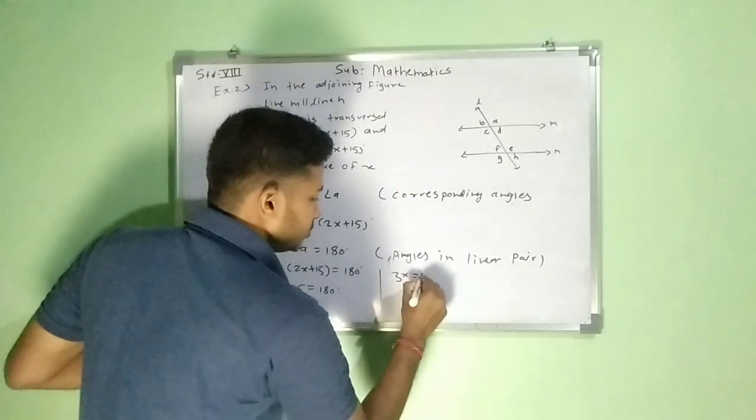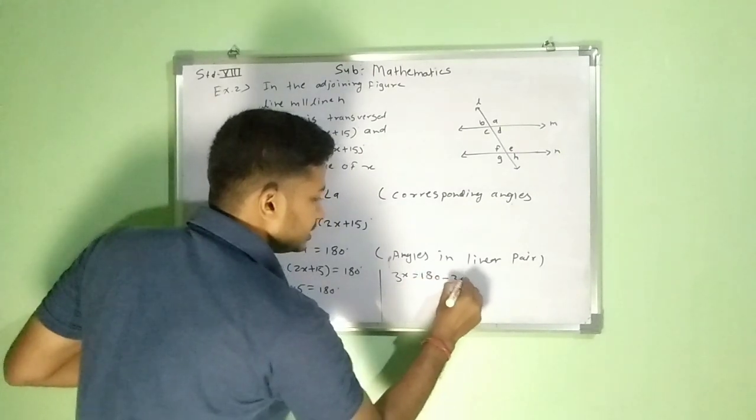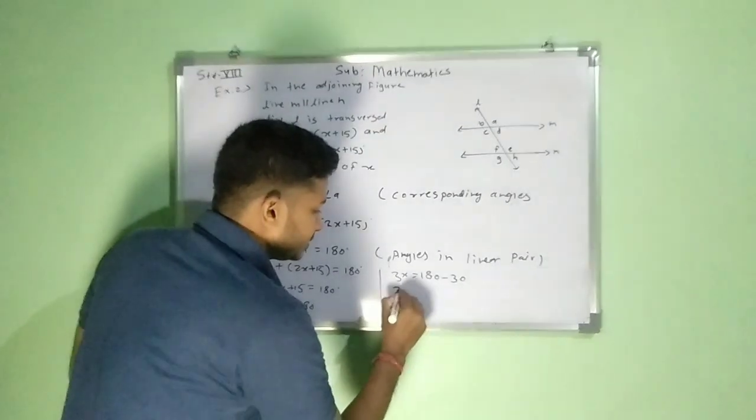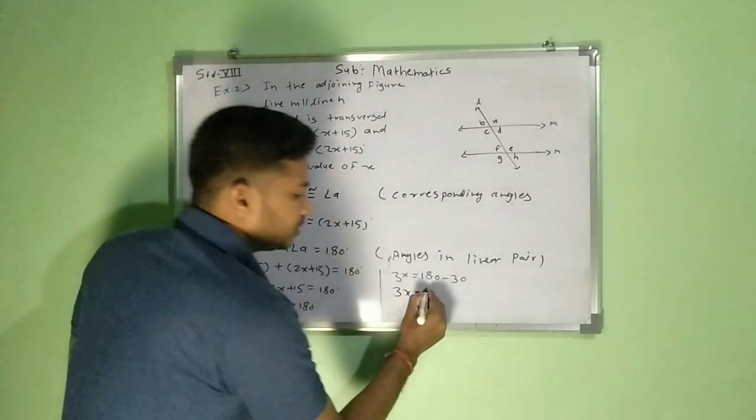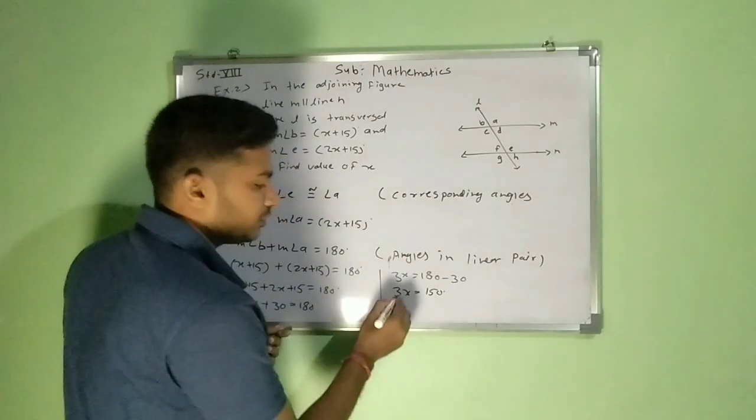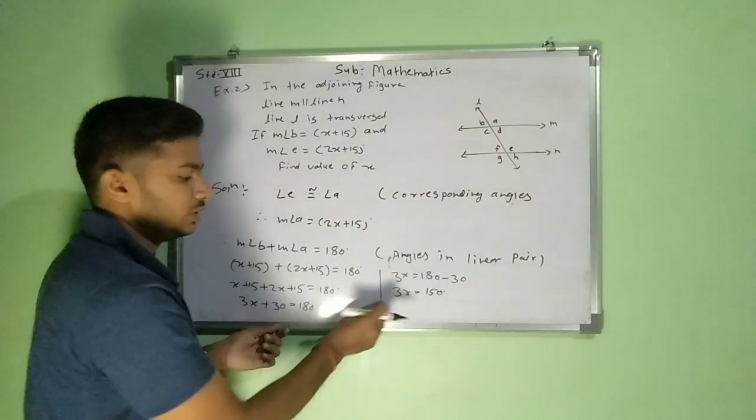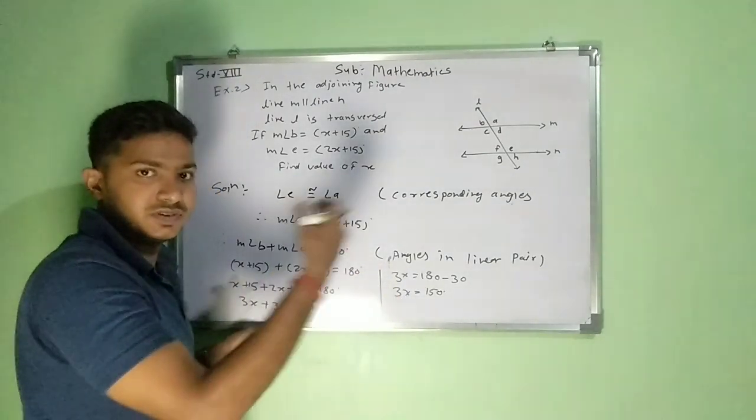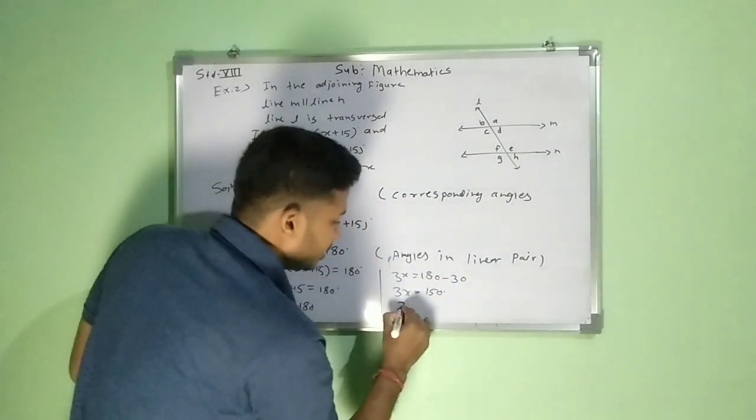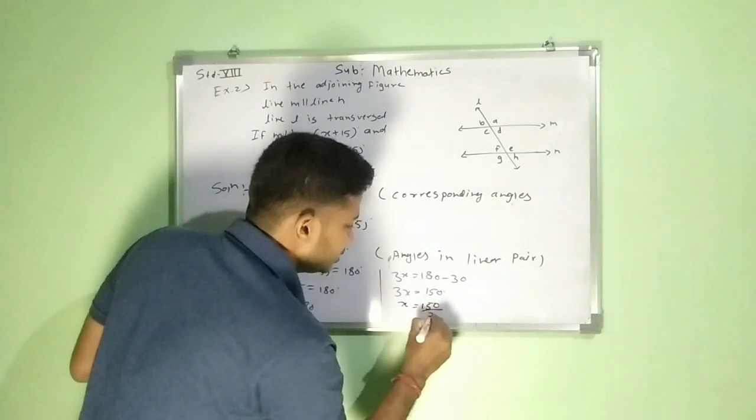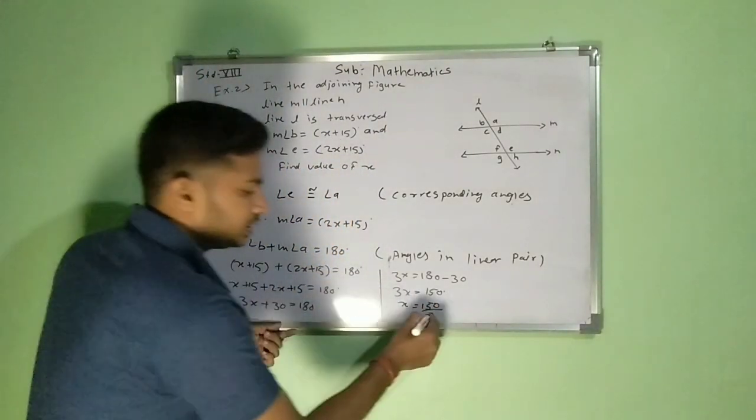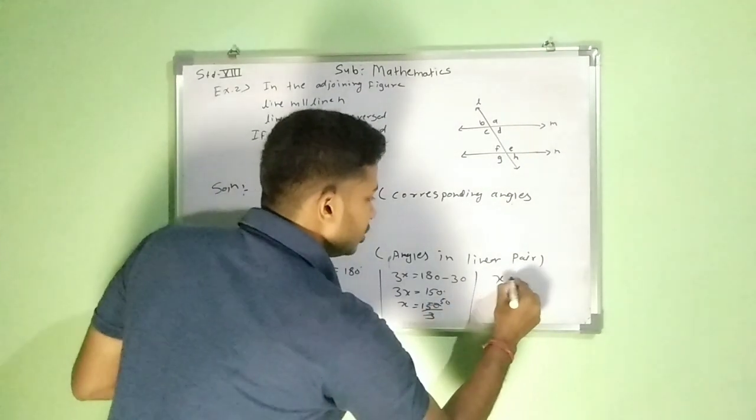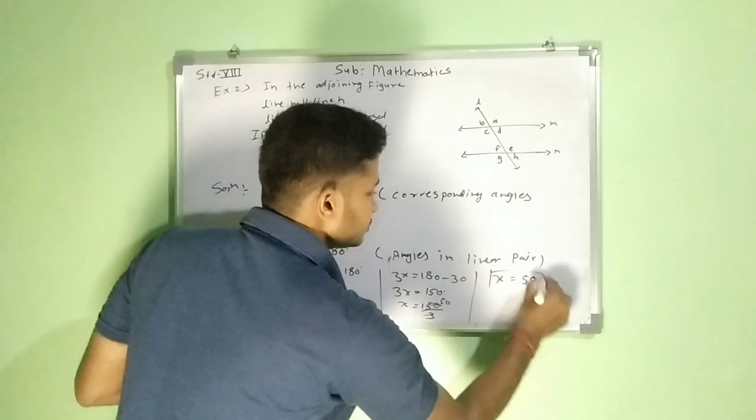So 3x will be equal to 180 minus 30. That 30 we have shifted to the right hand side. Therefore 3x will be equal to 180 minus 30, which is 150. Now we have to find the value of x. So we will shift that 3 to the right hand side. As 3 is multiplication, whenever it goes to the right hand side, it will become division. So x will be equal to 150 divided by 3. We know the table of 3, 3 fives are 15. So here you will get the value of x as 50.